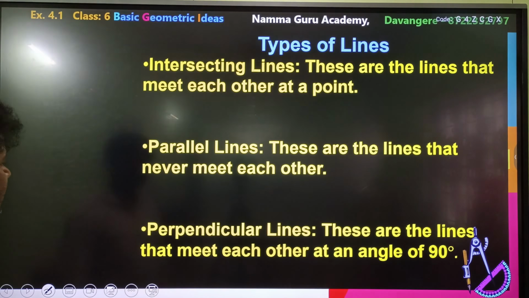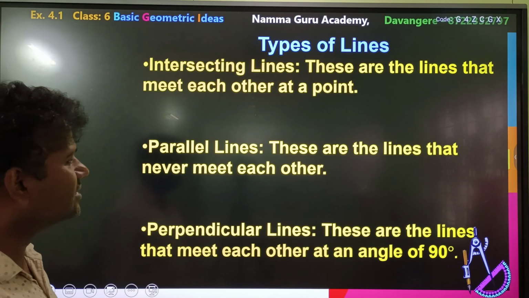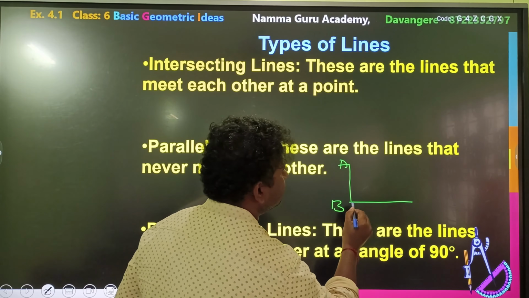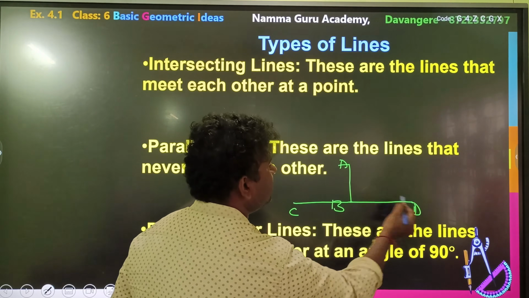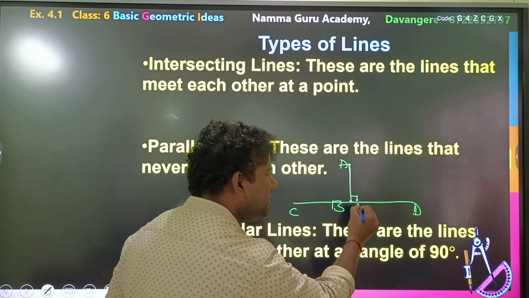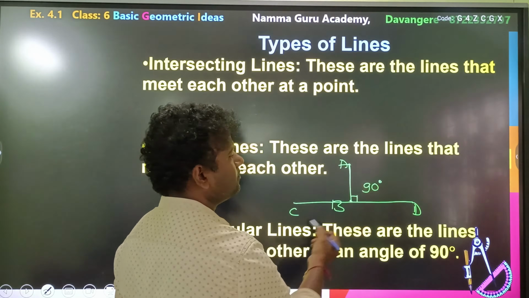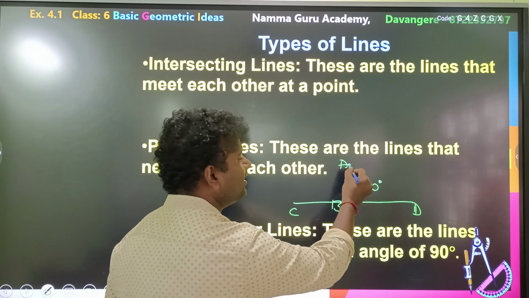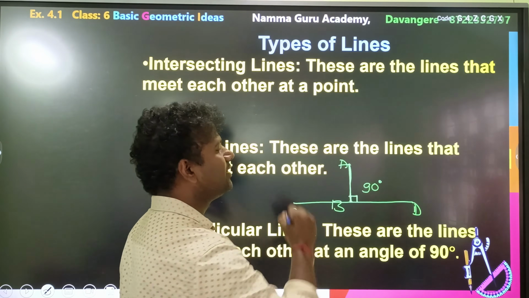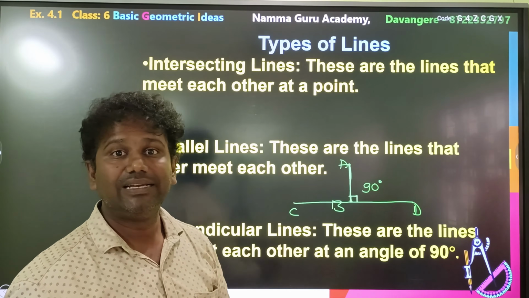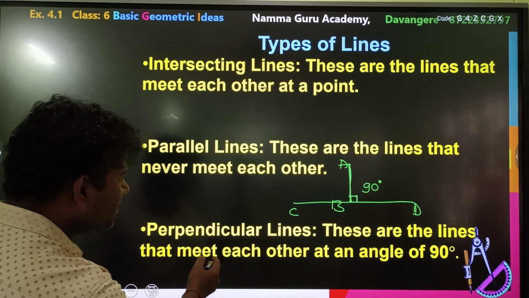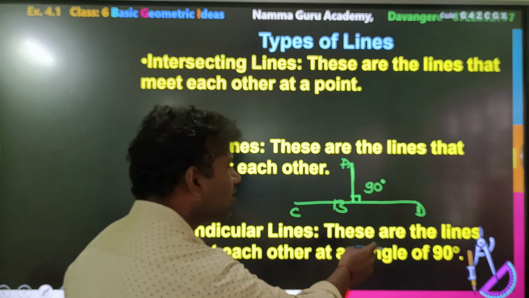Now, the third type of lines are perpendicular lines. These are the lines here, same A and B, okay, C and D. If they have met at a point and formed a 90-degree angle, if two lines intersect each other or cut each other or meet each other by forming a 90-degree angle, then these two lines are called perpendicular lines. Have you understood? These are the lines that meet each other at an angle of 90 degrees.